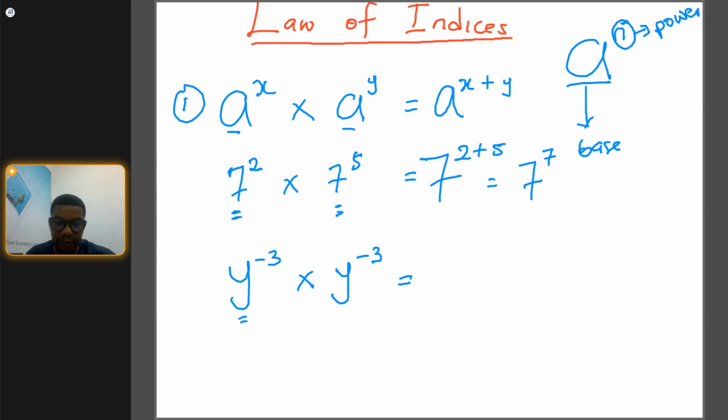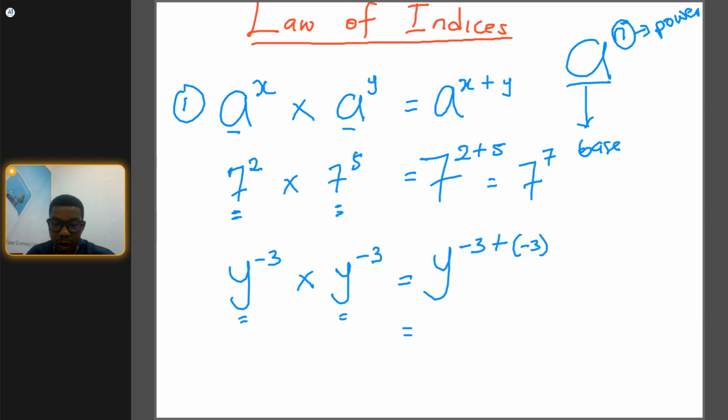The base is y, and the power is minus 3 minus 3. So we'll be having y raised to the power of minus 3 plus. Ensure that your plus is there because the multiplication sign will change to addition sign at the power space. So we have brackets because the second power here is negative. And I will always advise that you use brackets to avoid errors, okay? So minus 3 in the brackets.